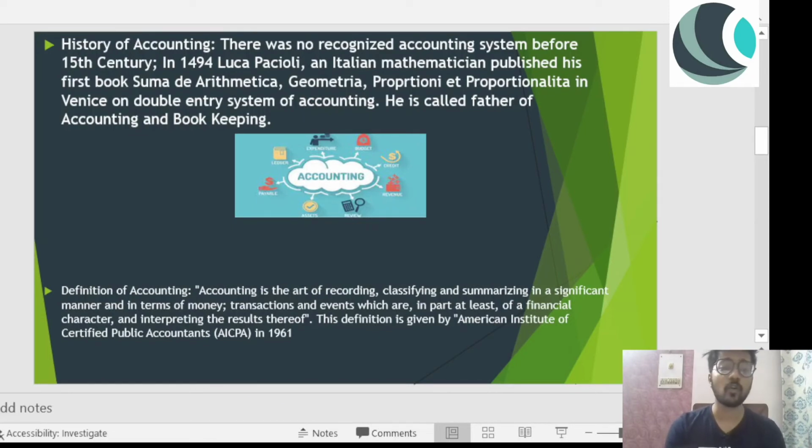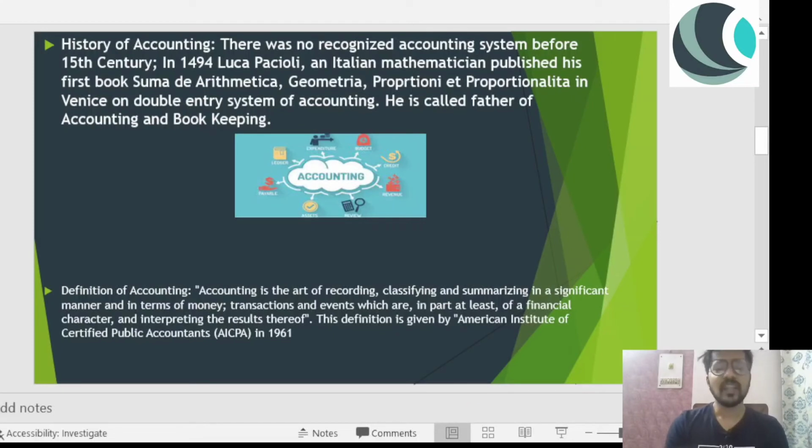So the definition of accounting, which I think all of us must have read somewhere in our whole history of studying accounting. Accounting is the art of recording, classifying, and summarizing in a significant manner. So what you do is firstly record the transactions, then classify them, and then summarize them in a significant manner and in terms of money, transactions, and events which are in part at least of a financial character. You have to remember that while making any transaction in your accounting books, there has to be something money related. There should be some money movement corresponding to that transaction.